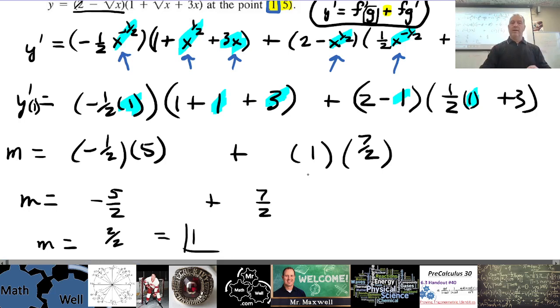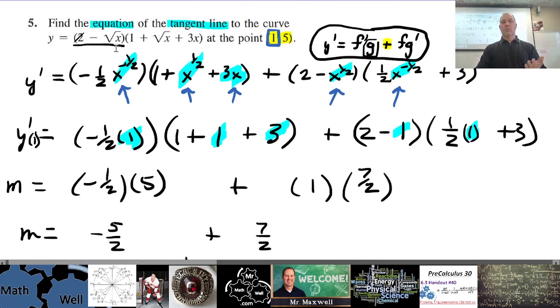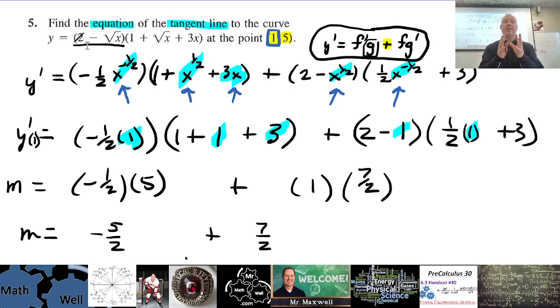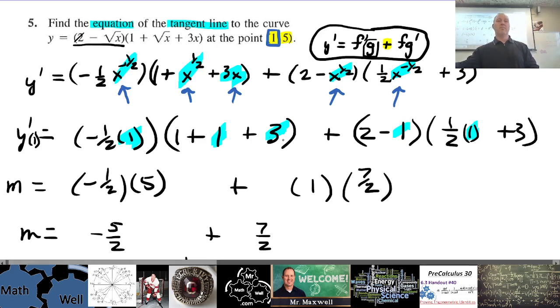So we're halfway through. We're more than halfway through. But we've got the slope of the tangent line because we found the derivative, and we plugged x equals 1 into the derivative to find the exact slope at this point. Now, to find the equation, you need to go a little bit further, and we'll use the point slope form of a line, the point slope form.